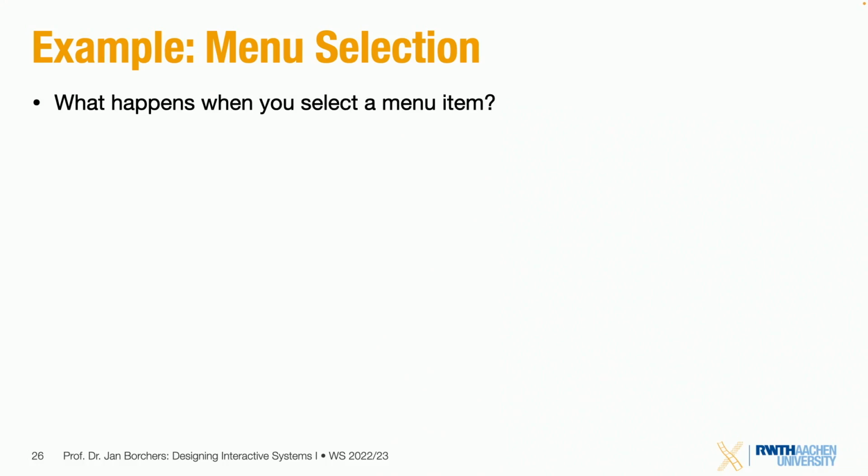Quick quiz here. Let's say you're selecting a menu, just picking a menu item from your favorite operating system. I don't care, Mac, Windows, Linux. What happens exactly when you click on that menu item? What happens at that moment? Not interested about the big thing, but the small things, yeah?